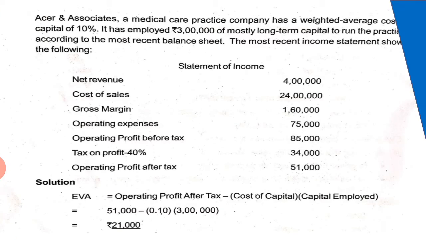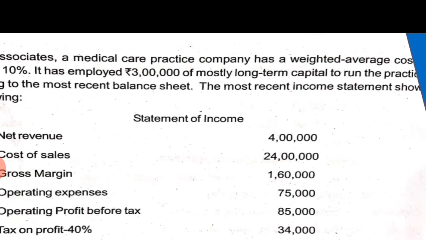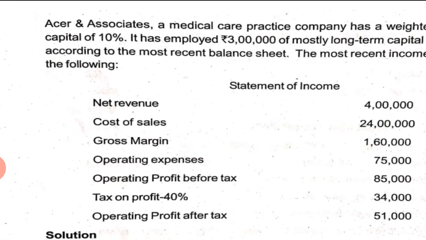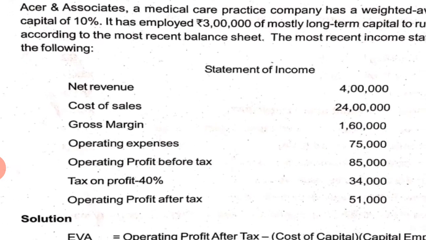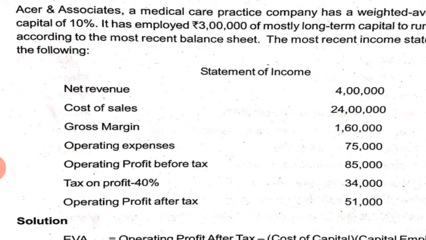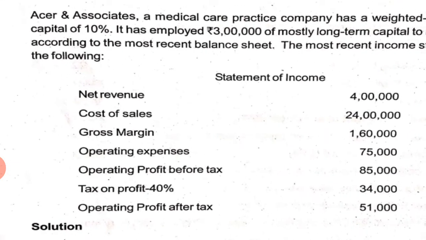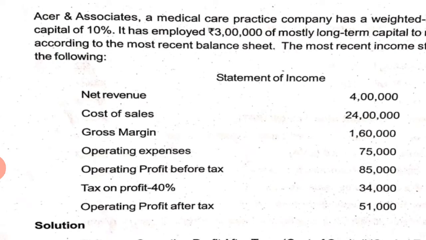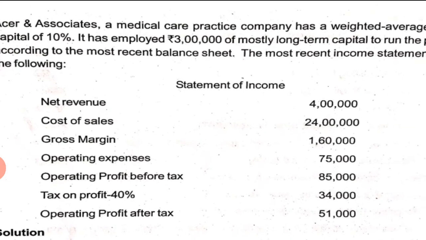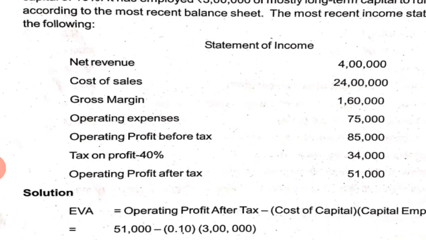This is a problem. Acer and Associates, a medical care practice company, has a weighted average cost of capital of 10%. It has employed 3 lakhs of mostly long-term capital to run the practice according to the most recent balance sheet. So as per the latest balance sheet, their capital employed is 3 lakhs. Then the most recent income statement shows the following details.